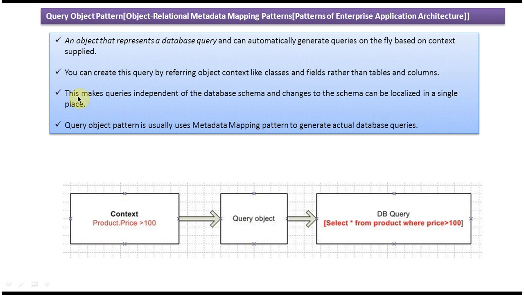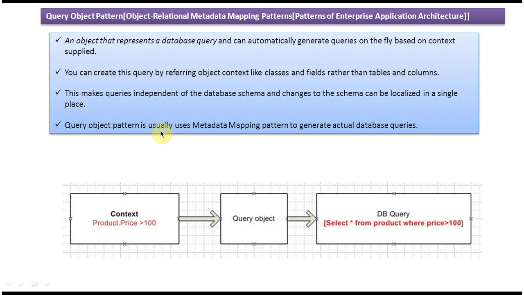And the third point is, this makes queries independent of the database schema, and changes to the schema can be localized in a single place. So if there is a schema change, we do not need to change all over the place. We can change only in the query object. So changes to the schema can be localized in a single place, and we have to make the change in that single place.